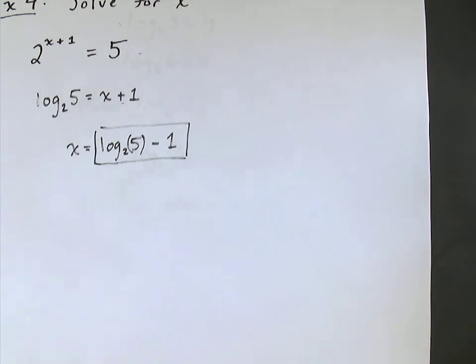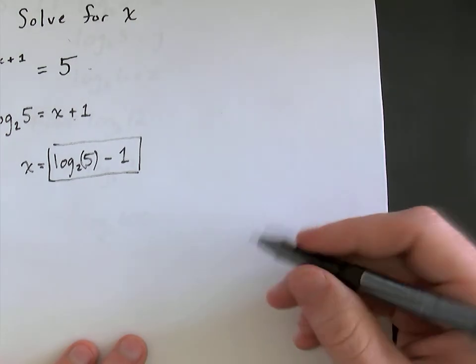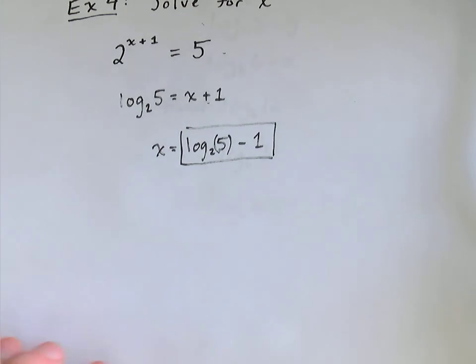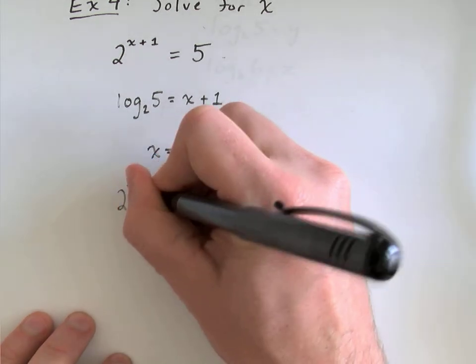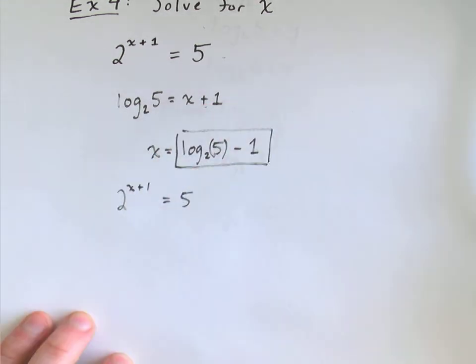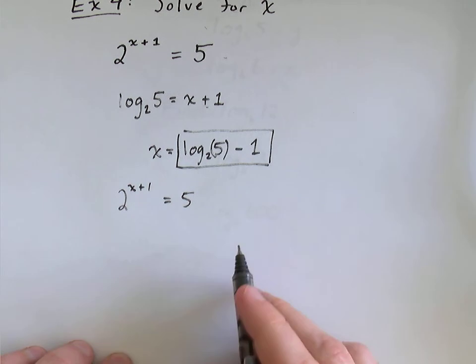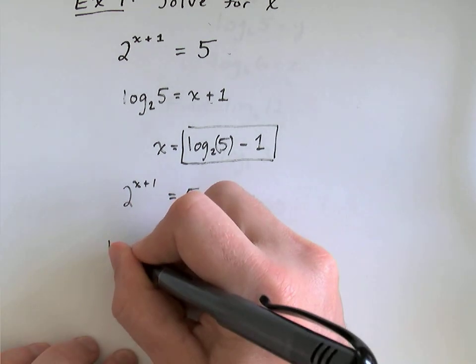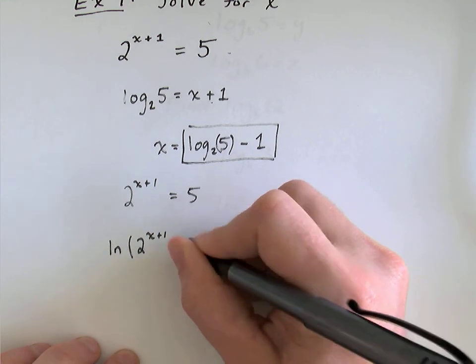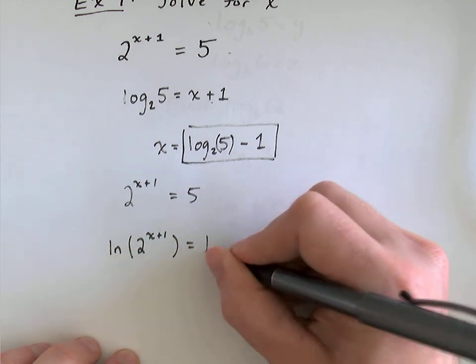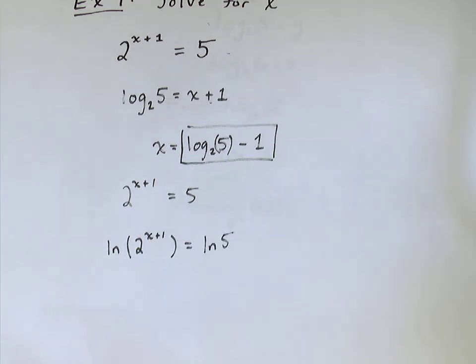Since I did that problem pretty quickly, here's another way you could do the same exact problem. Instead of rewriting in log form, you get 2 to the x plus 1 equals 5. What you can do instead is take the log of both sides. And here I'm going to use the natural log, because that's something we're going to need to get a little more familiar with. There's the natural log of the left, there's the natural log of the right. Since I did the same thing to both sides of the equation, everything's fine there.